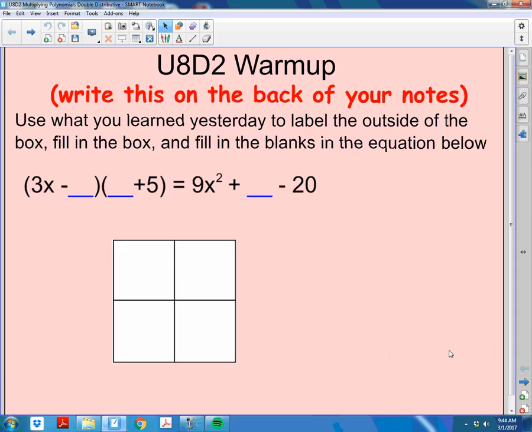Right, let's get going on today. So, yesterday we learned about the box method. The box method is a way for us to do what? Thank you. Box method is a way for us to do what?